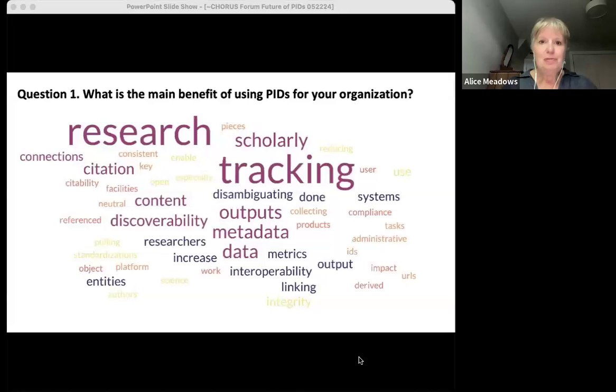So before the meeting, we sent out a short poll asking two questions, and nearly 40 of you replied to this. So this is, again, just for a bit of context. We asked you what the main benefits and what the main barriers were for using PIDs for your organization. So you can see this word cloud, what comes out, and it's probably not surprising given what I think the audience for this webinar is, that research and tracking came out very, very strongly here. There's a number of others, metadata outputs, discoverability.